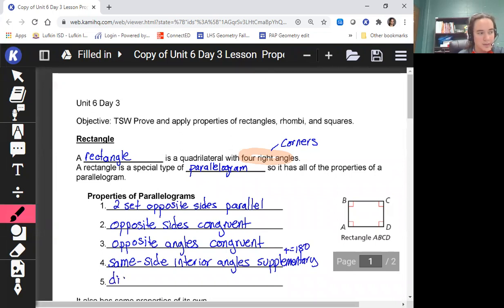And that the diagonals bisect each other. Please remember that bisects means cuts in half. Does not relate to the angles. Diagonals are only cutting the length of that diagonal in half.